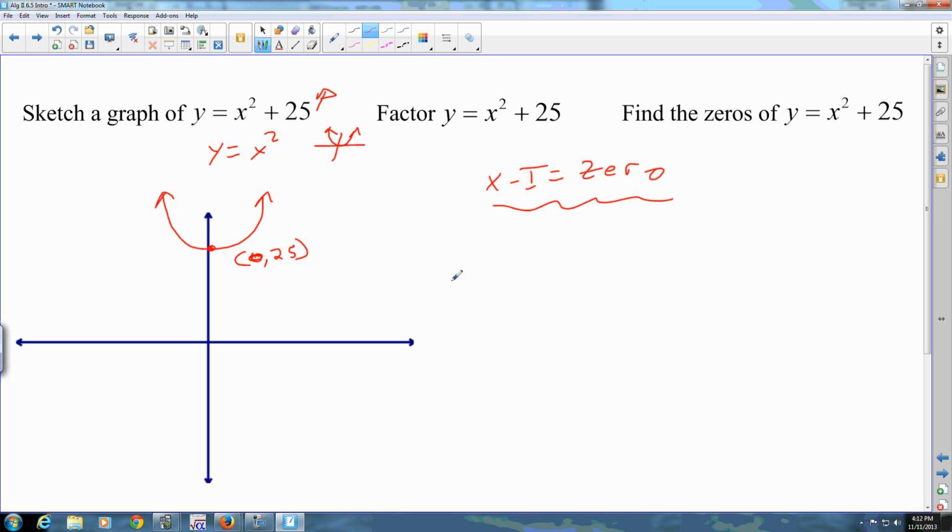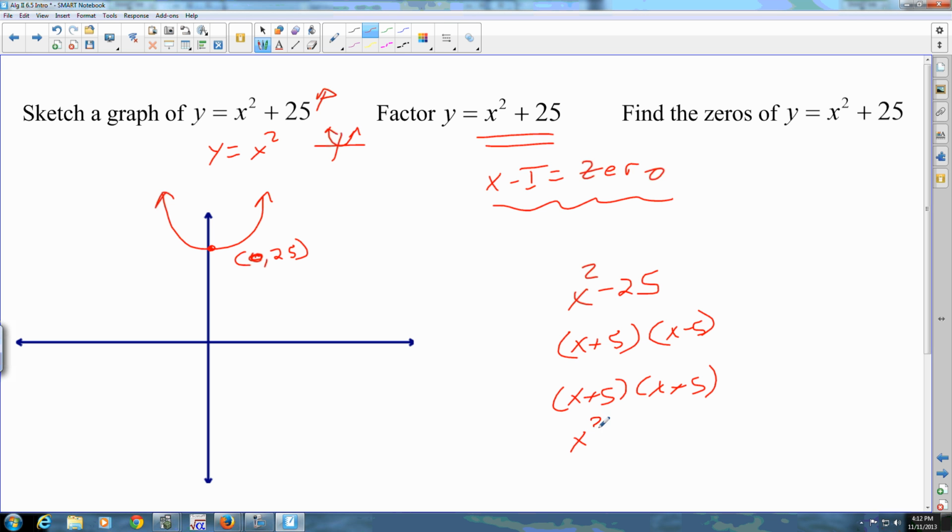All right? Factor this. Well, when you guys had the difference of squares pattern, it was x plus 5, x minus 5. This is a sum of squares. It turns out it doesn't factor. If you guys did x plus 5, x plus 5, well, that would multiply out to this. It gives you the middle of 10x. This doesn't have it. This is unfactorable.